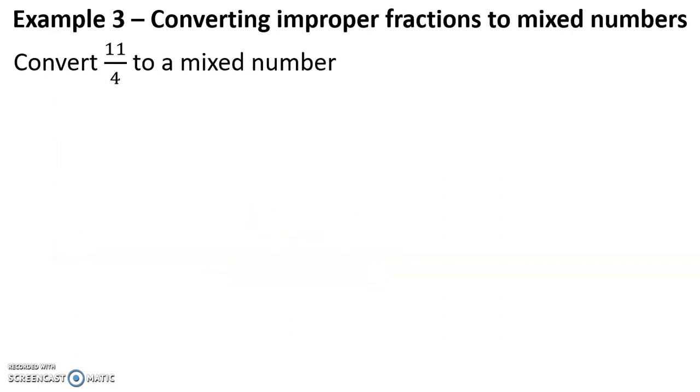Okay, I'm going to move on. Example 3, converting improper fractions to mixed numbers. So now we're going to go the other way. My improper fraction here is 11 over 4, and I want to convert that to a mixed number.